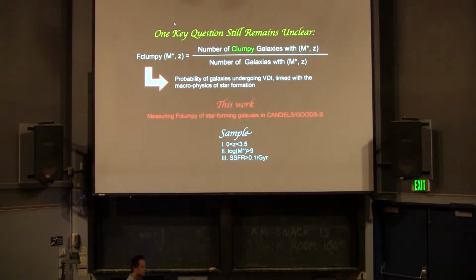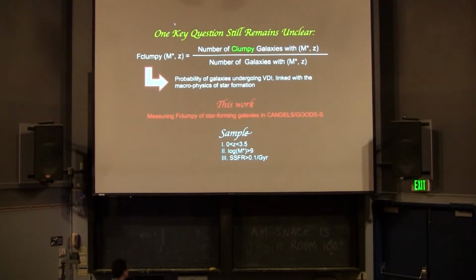But before we go into the detail to study each individual clump, there's still one basic and key question remaining unclear. That is, what is the fraction of clumpy galaxies in a given stellar mass and redshift bin? So this fraction of clumpy galaxies, F_clumpy, is the probability of galaxies undergoing the violent disk instability. So it is linked with the macrophysics of star formation and galaxy formation, for example, gas accretion rate and gas fraction or star formation efficiency.